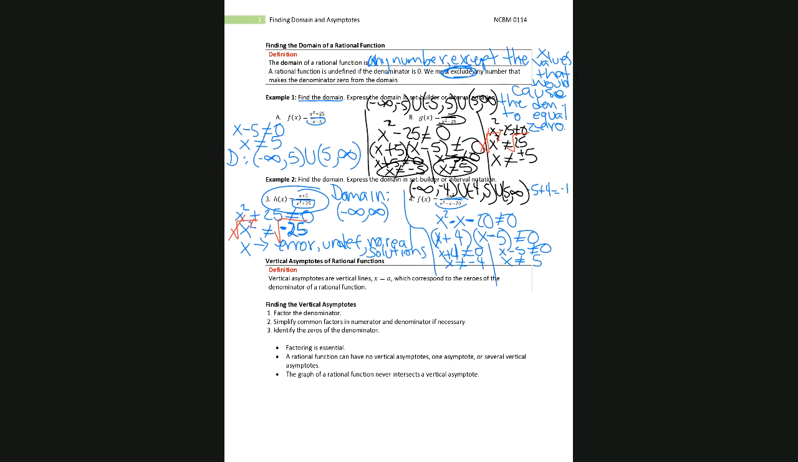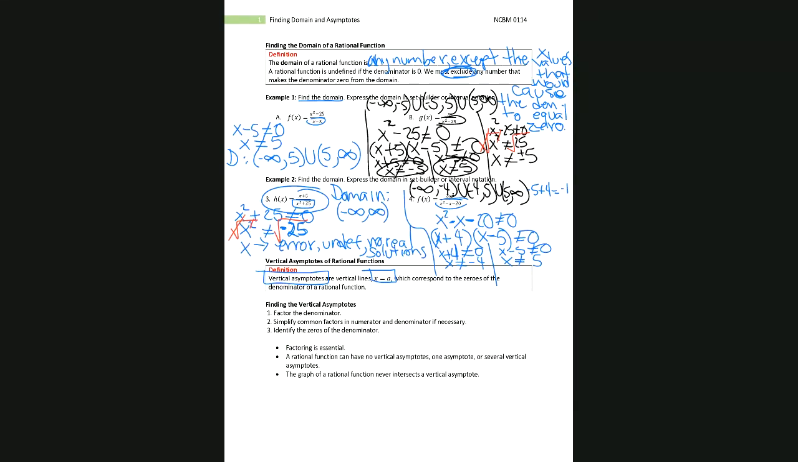Now we're going to move on to the next topic, which is vertical asymptotes of rational functions. Since we already know how to find the domain, or find those x values that will cause the denominator to equal 0, those same numbers that we exclude from the domain are going to form the vertical asymptotes, which are the vertical lines in the rational function graph.